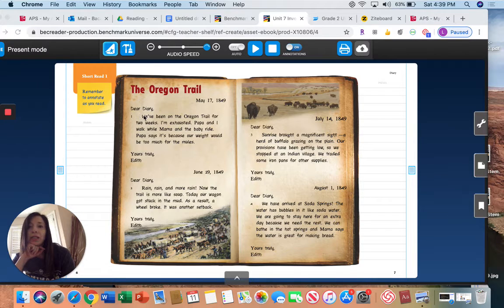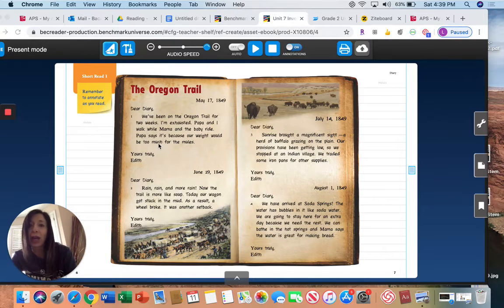It says, Dear Diary, we've been on the Oregon Trail for 2 weeks. I'm exhausted. Papa and I walk while Mama and the baby ride. Papa says it's because our weight would be too much for the mules. Yours truly, Edith.